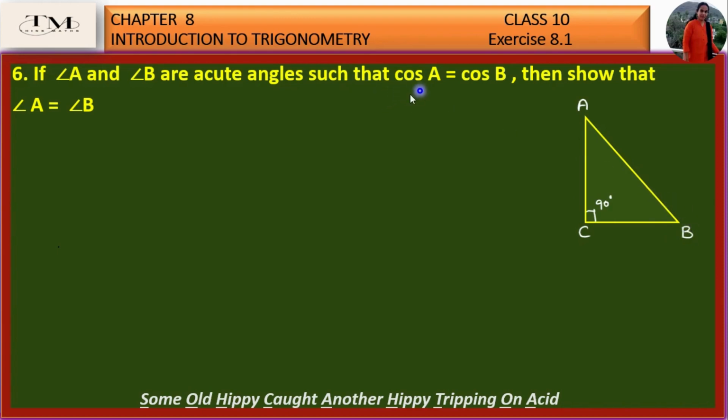Another condition is what is given? It is given that cos A is equal to cos B. If cos A is equal to cos B, we have to prove that angle A is equal to angle B. So let us start the solution.